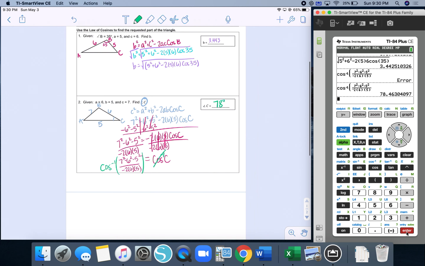So that's all we have for the law of cosines. Make sure you have these formulas out with you. The first example shows you that if you're finding a side, you just plug it all into the calculator. The second example shows you if you're looking for an angle, you have some manipulation you have to do first.